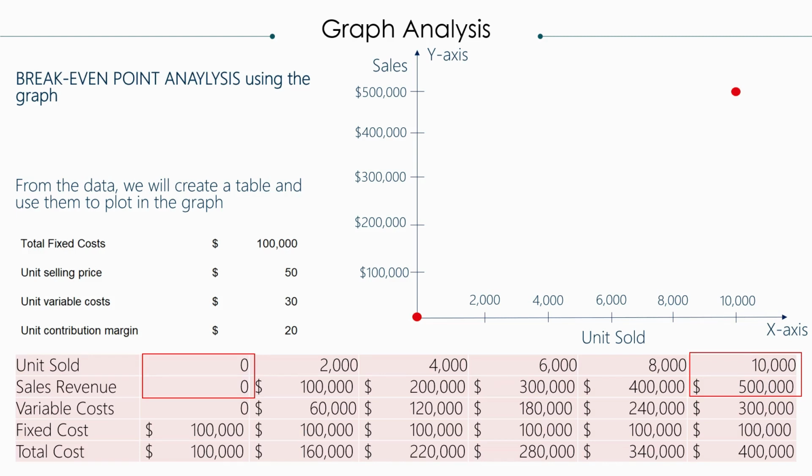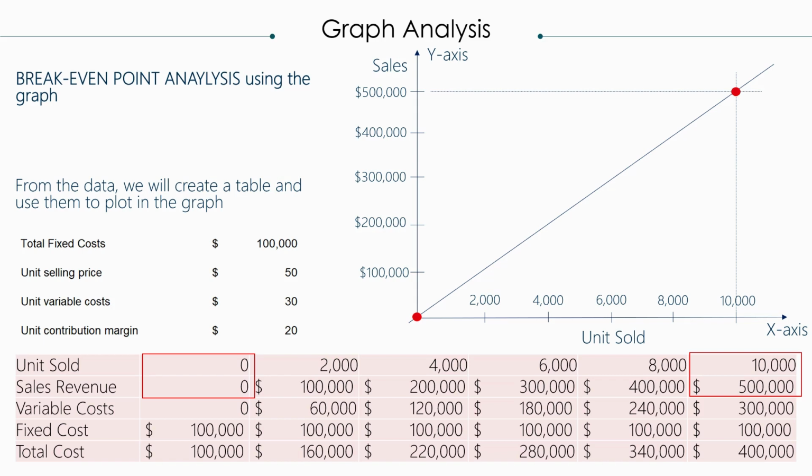So this one, 10,000 and 500,000 units sold. So here is the red dot. I'm just going to connect this one vertically, just to simplify the 10,000 and 500,000. And then I'm going to connect both points, and we'll call it the first line. This one we call the sales line or the revenue line.